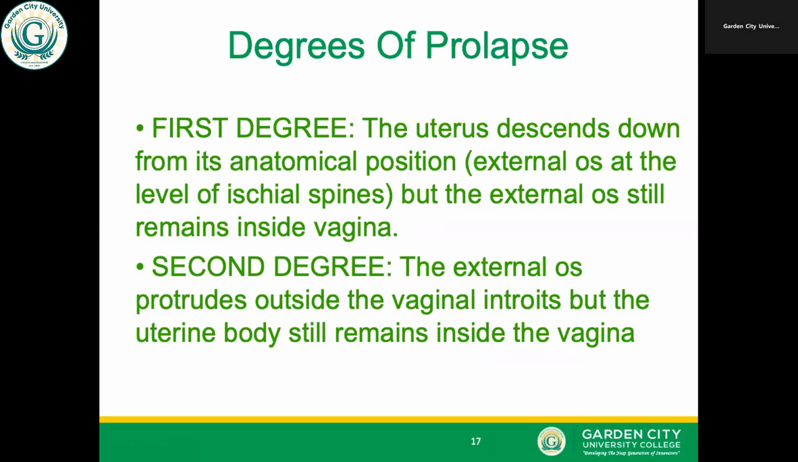So we have degrees of prolapse. This one is degrees of uterine prolapse. So we are back to the uterine prolapse. We have the first degree. With the first degree, the uterus descends from its anatomical position, but in this case, the external os remains inside the vagina. So this one, the cervix will go into the vagina.